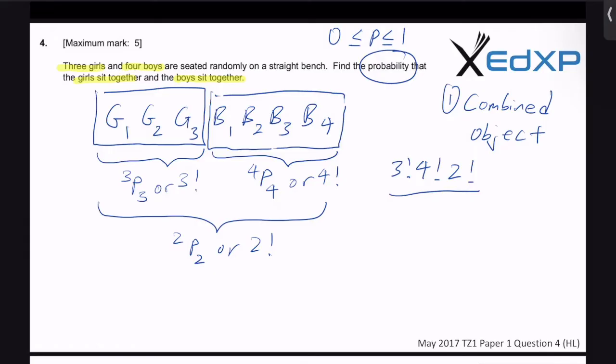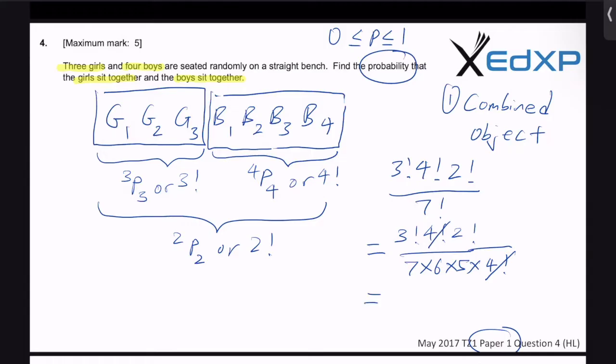Since we have a total of 7 people, we will do 7 factorial, which is the total number of possible arrangements under a no restrictions case. Okay, and since this is paper 1, we can actually do this without a calculator. So we have 3 factorial times 4 factorial times 2 factorial. I would like to change this 7 factorial to 7 times 6 times 5 times 4 factorial. Okay, in which I can cancel off the biggest numerator over there.